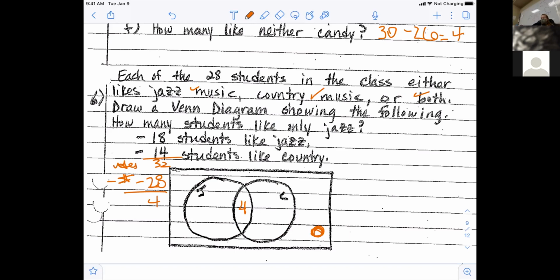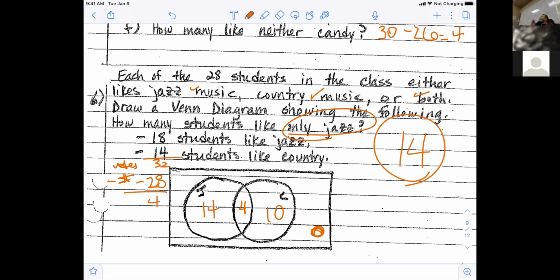That's who likes both. If 4 people like both, how many like just jazz? 18 minus 4 is 14. And how many like just country? 10. My question said, which students like only jazz? We're going to say 14.